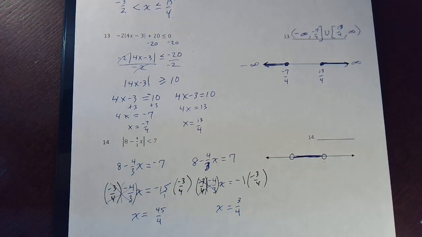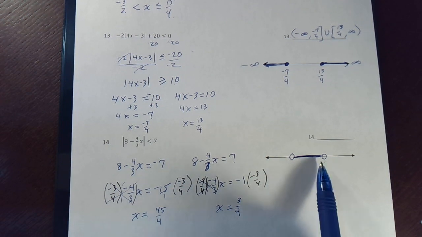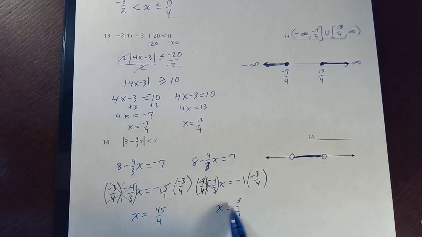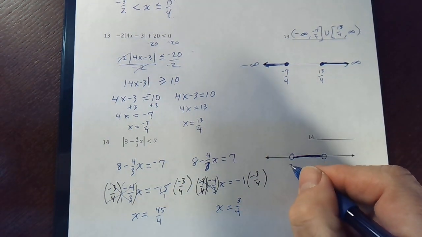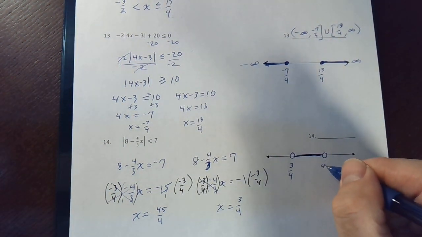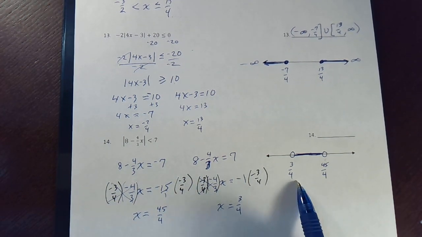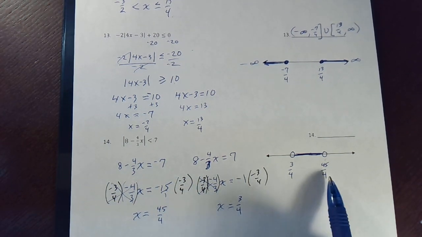Okay, so we need to make sure now that we put them in the correct order. The small number goes here, big number goes here. So 3/4 is obviously the small one, and 45/4, the big one. So that's the graph, and the interval is simply going to be 3/4, comma, 45/4 in parentheses.